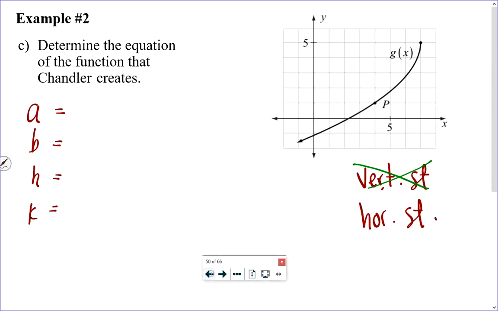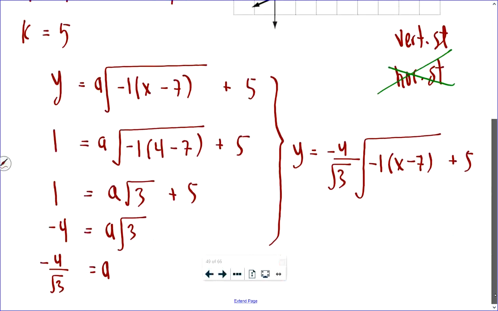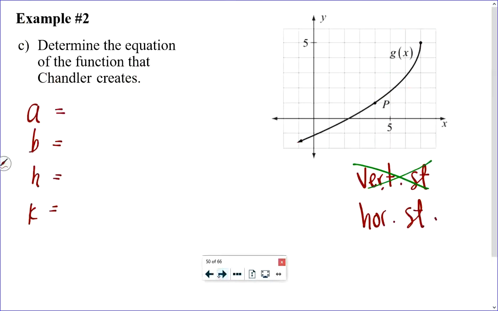Oh, and by the way, when we figured out A here for Betty, notice we got a negative number, which we have to get because the thing has to involve a vertical reflection. But we didn't need to think about it. So what is Chandler doing? Chandler is saying there's no vertical stretch, but Chandler is smart enough to know there is a vertical reflection. You can't run from that idea. You have to be able to think or reason that out. He does not know B, but he does know H is 7 and K is 5, because that's where the vertex is.